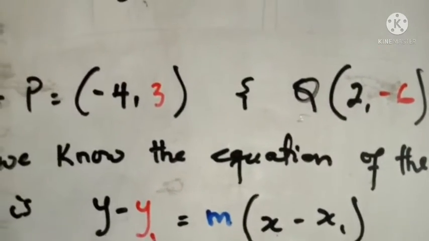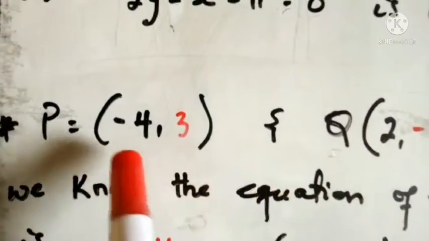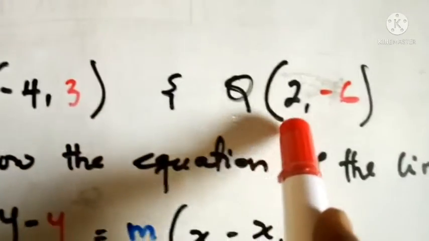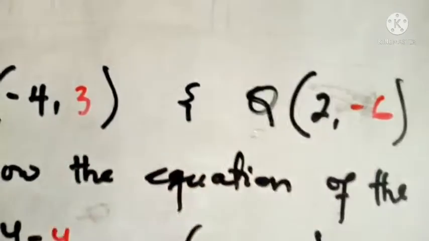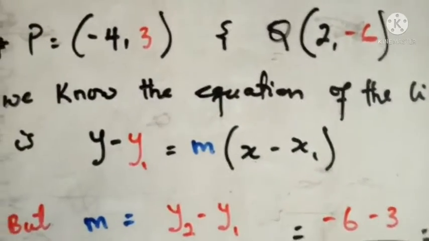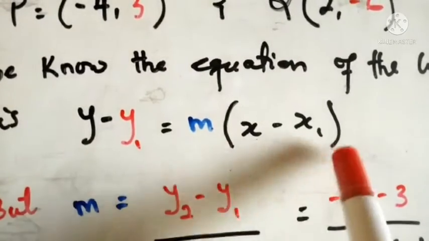From the second question, you are given two different points. You have P and Q. So P is (-4, 3), and then Q is (2, -6). They say you should find the equation of the line. Now we know that this is what we call the equation of the line.